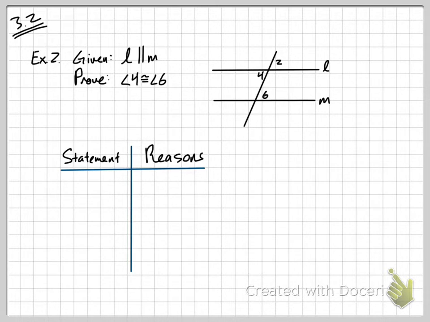All right, so here's our first proof. A proof will give you a given statement, a proven statement, and a lot of times they will give you some sort of diagram to work with. So as a lawyer, here we know that our given statement is L is parallel to M, and our reason for knowing that is because it was given to us.